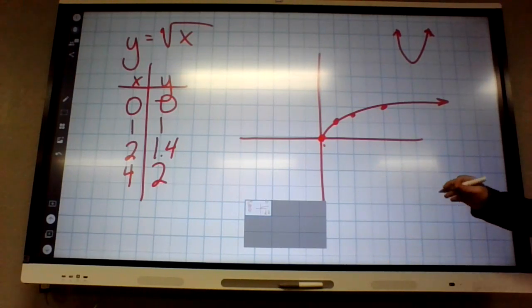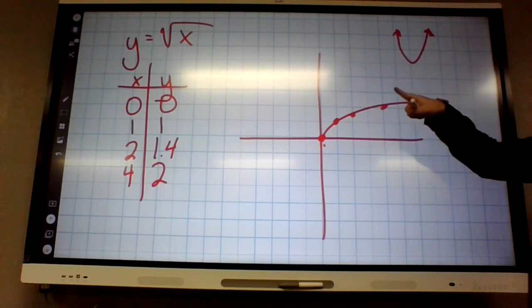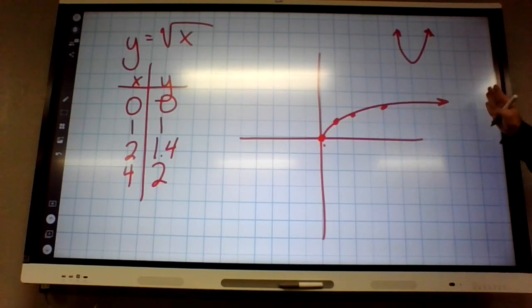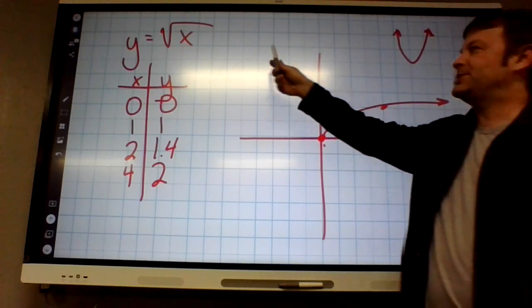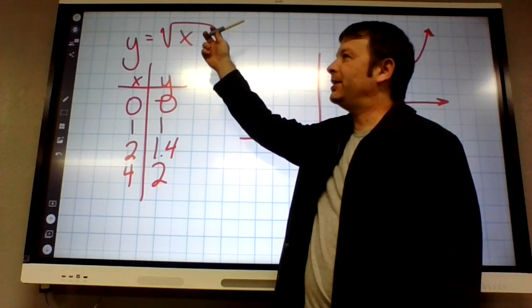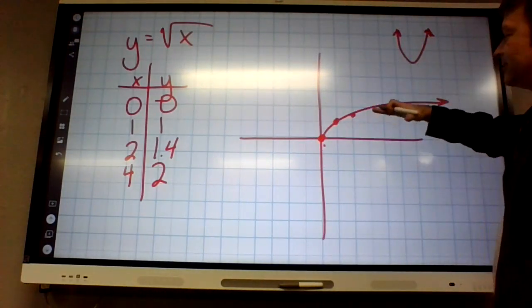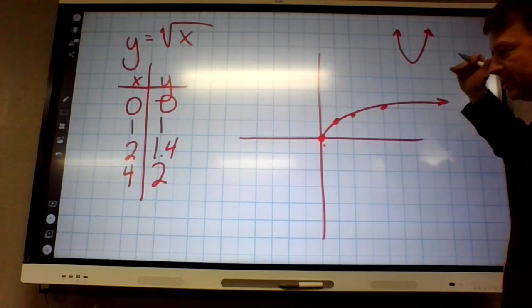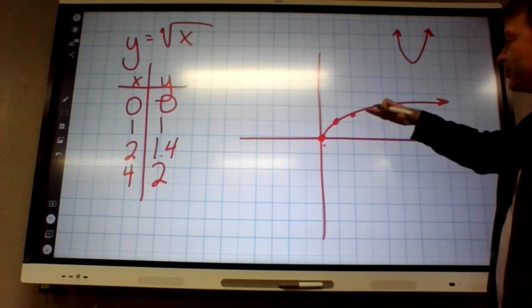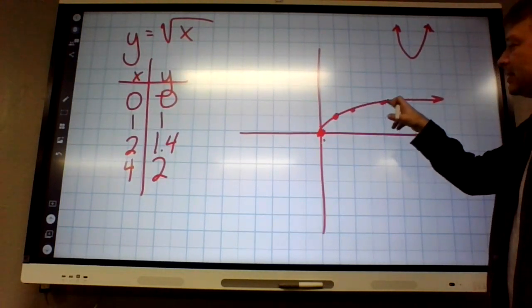If that is true, is this going to go up forever? Yeah, it actually does, because you can keep plugging in bigger x's. Plug in 1,000,000, the square root is 1,000. Plug in 1,000,000,000,000, the square root is 1,000,000. So it does keep going up, it just goes up really slowly. It gets slower and slower, but still goes up forever.